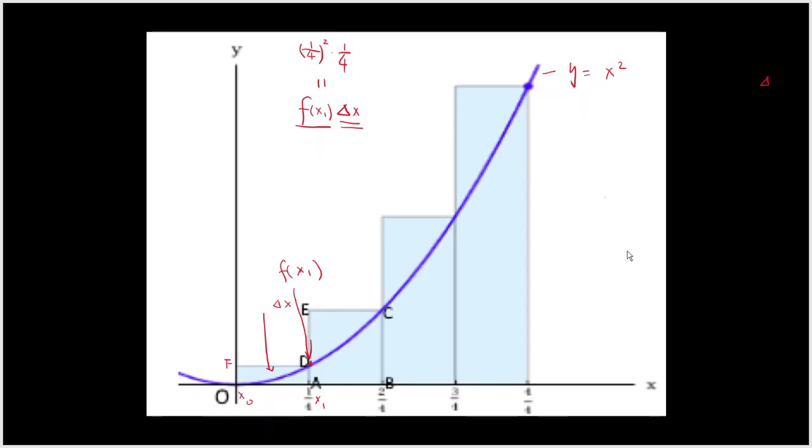So temporarily I'm going to label that using 1 to mean the area of the first rectangle. Okay. Now I'm looking for 2, the area of the second rectangle. So of course the width is the same. So anybody want to tell me the height of the second rectangle? The height, please.